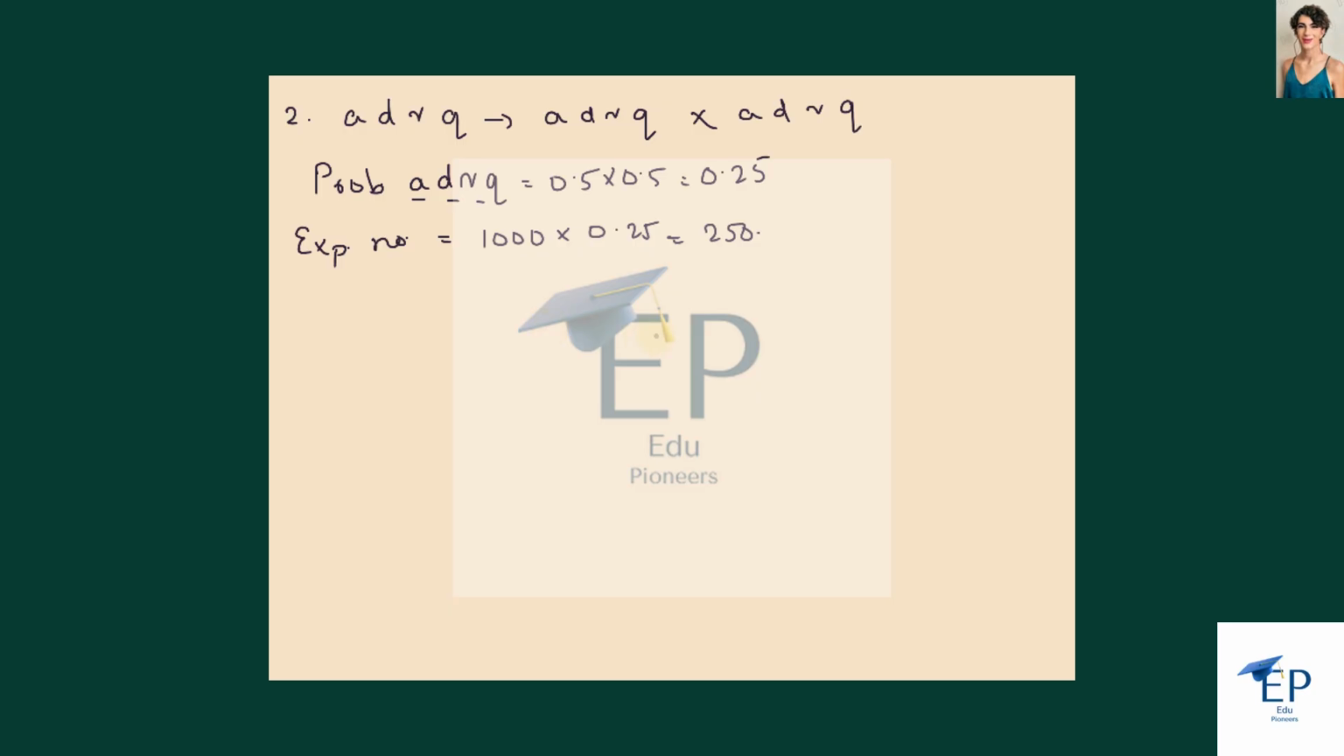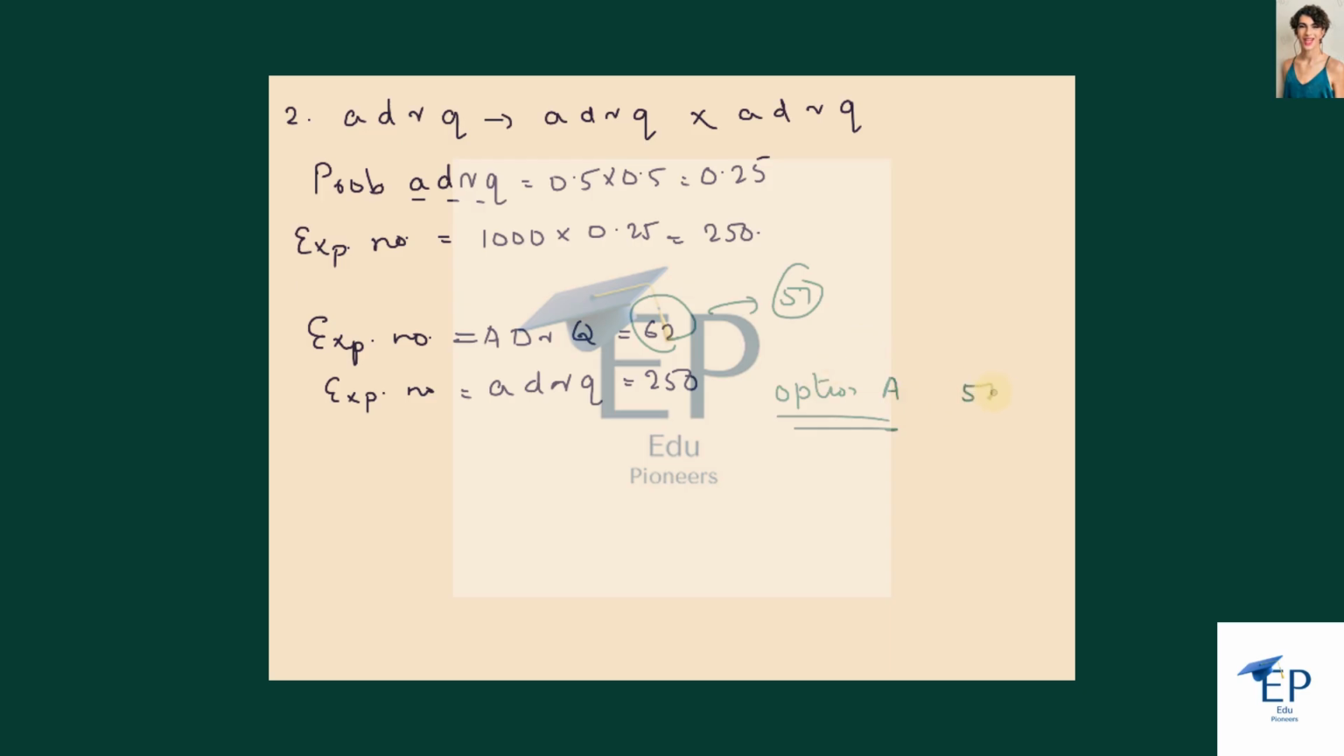Therefore, the expected number of progeny with capital A, capital D, small r, capital Q is 62. Expected number of progeny with small a, small d, small r, small q is 250. Comparing the options given here, we can see that the closest value to 62 is 57, which corresponds to option A. Therefore, the correct answer is said to be 57.